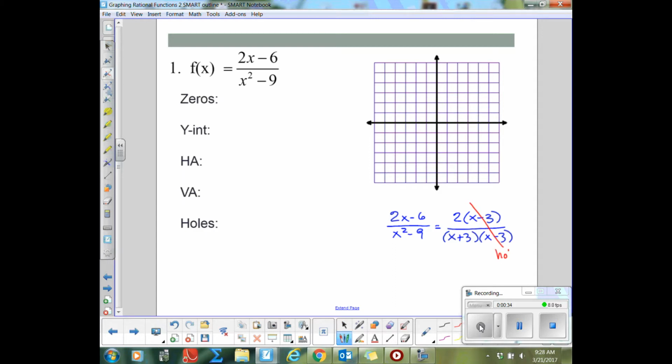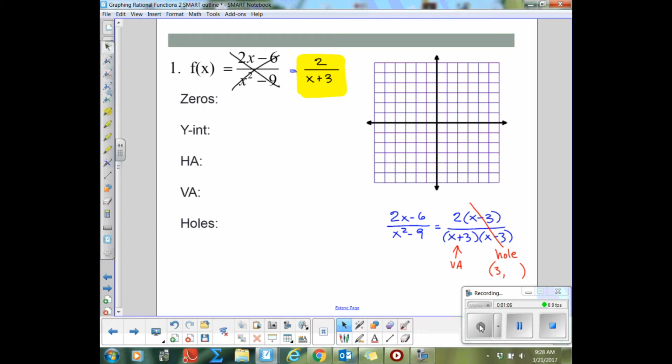The hole in the graph will occur at 3, comma, something. We'll get to that. And the vertical asymptote comes from the remaining factor. For the rest of the analysis and graphing, we want to use this simplified function. We don't want to look back at this function now. Look at the simplified function for the remaining steps.